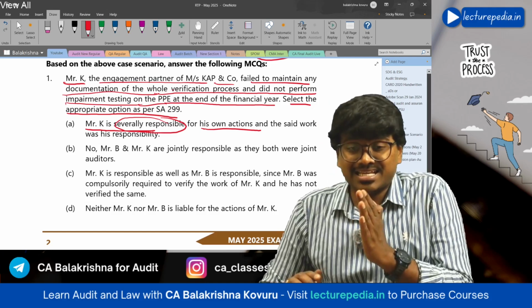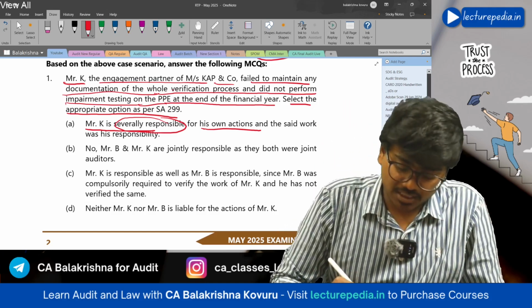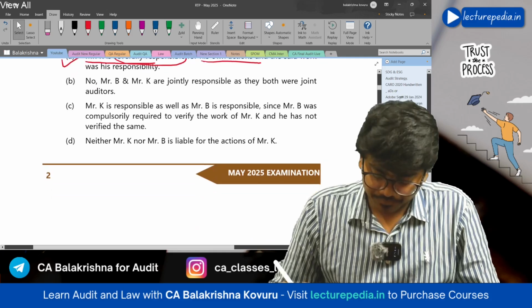K only, he is severally responsible for that work. Option A is correct option.